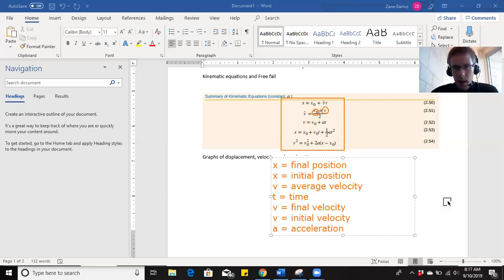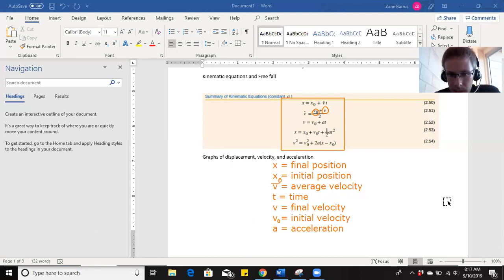Okay, and I think that takes care of it. We define every single variable that appears on this list of equations. Once again, don't be super stressed about worrying about knowing each of these equations by heart. I'll let you have them on hand when you do your assignments and when you do your tests and quizzes.